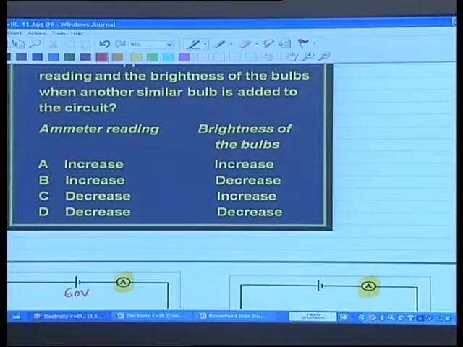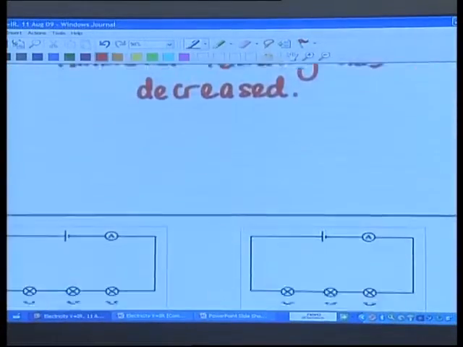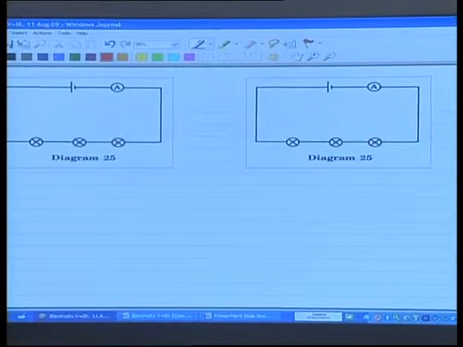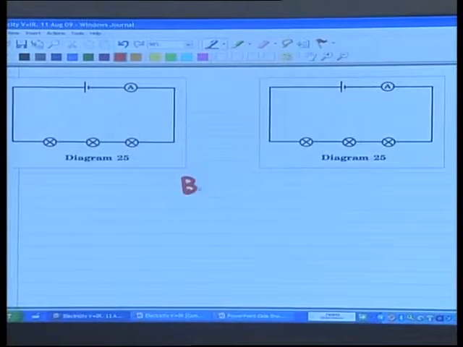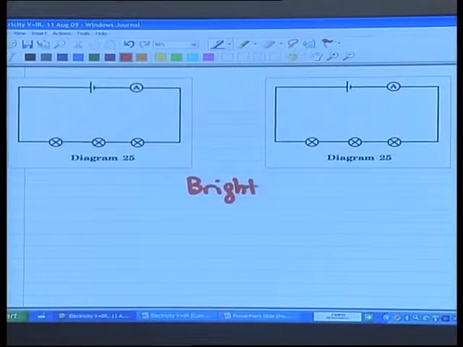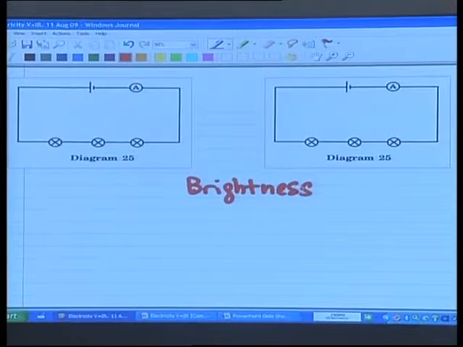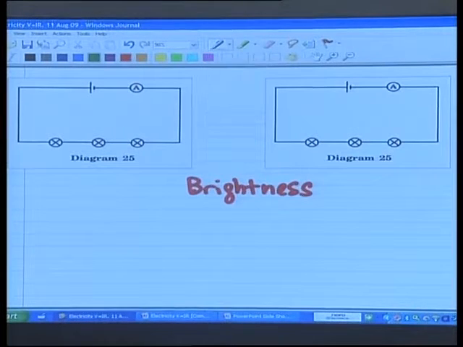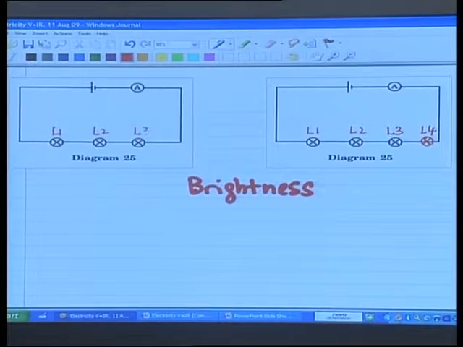Brightness of the bulbs. Now I have one very interesting way to show you the brightness of the bulbs. Our story is what happened to the brightness of the bulbs when we add one more light bulb to the circuit. Alright, I add one more here. I can call this L4 again. L1, L2, L3, L4.